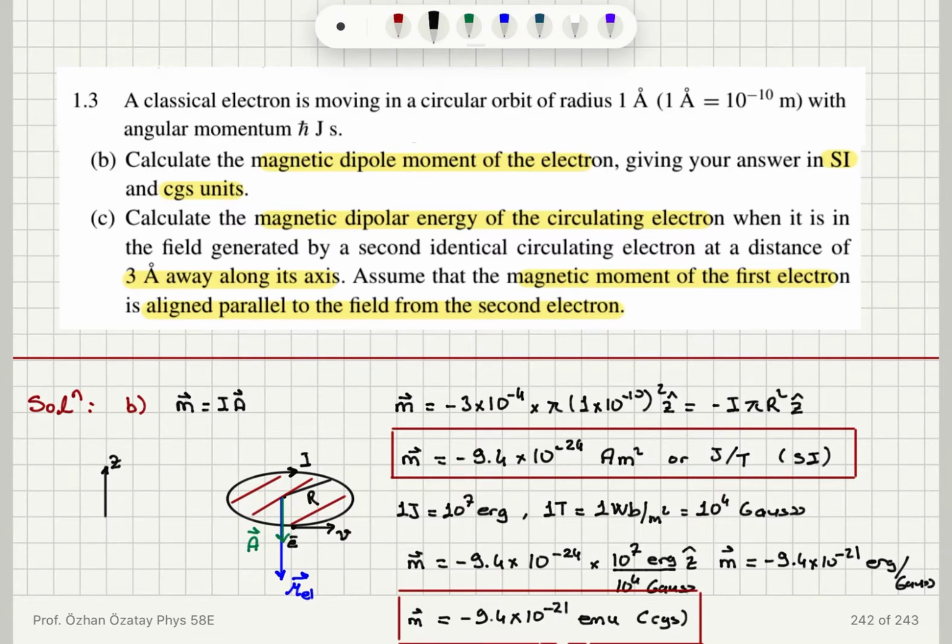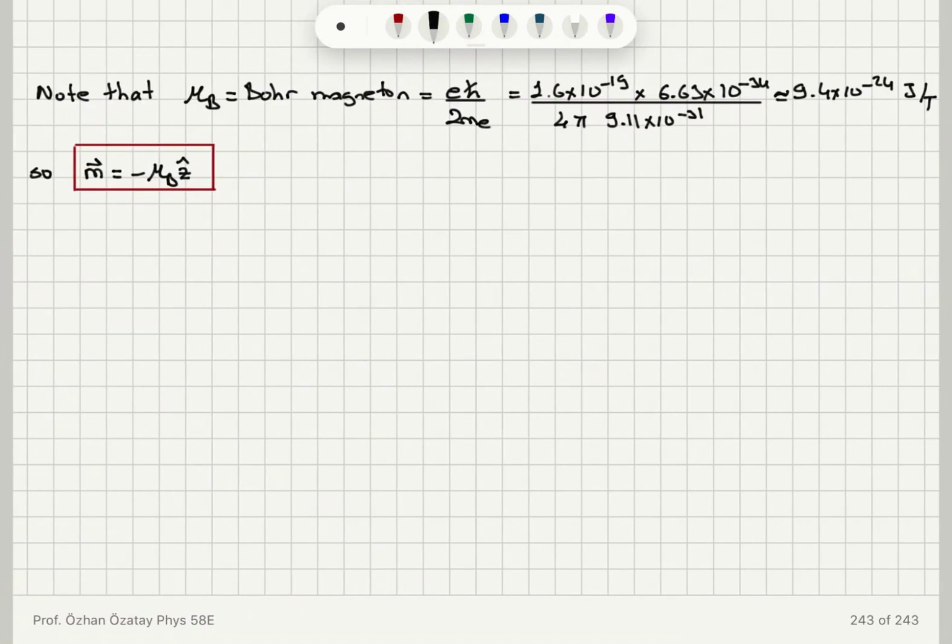Now let's calculate the magnetic dipolar energy of the circulating electron when it is in the field generated by a second identical circulating electron at a distance 3 angstroms along its axis. So this is part C. The magnetic dipole energy in SI units is given as minus the dot product of the magnetic dipole moment with mu 0 times the magnetic field. So this is in SI. It is minus m dot H in CGS.